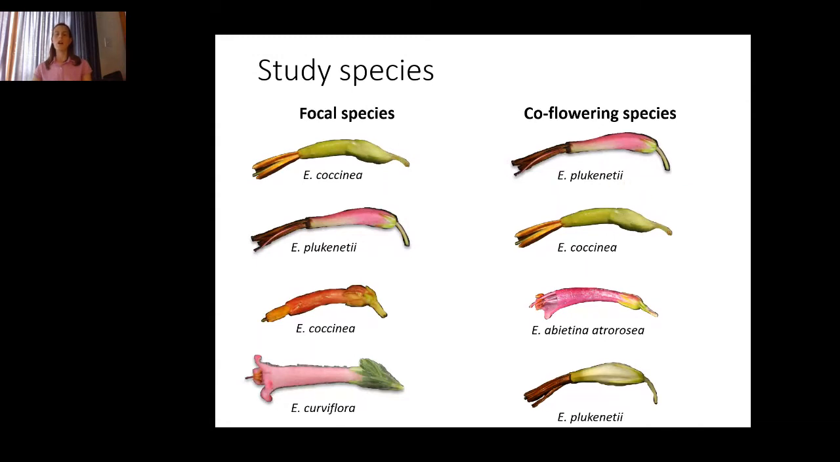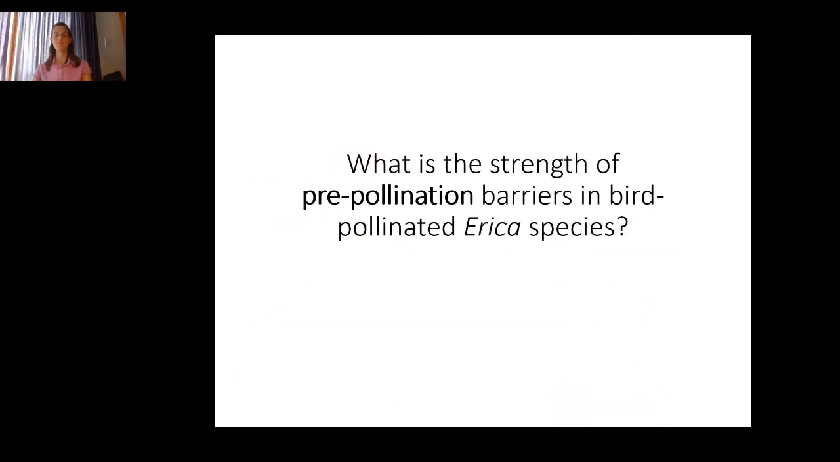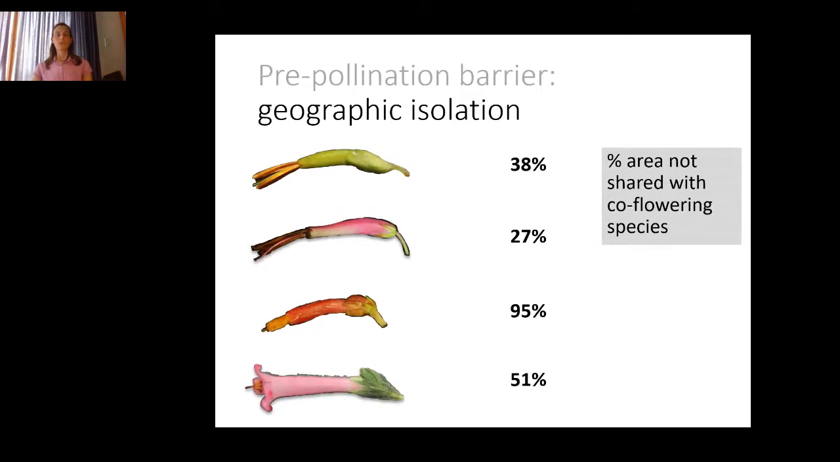And essentially, for each of our focal species, we calculated to what extent barriers can theoretically reduce gene flow between these species pairs. So firstly, we will look at the pre-pollination barriers. And the first one we looked at was geographical isolation. Large-scale geographical isolation was quantified with distribution data at quarter-degree square resolution. And we calculated the percentage of area not shared with the co-flowering species. And that's produced these percentages here.